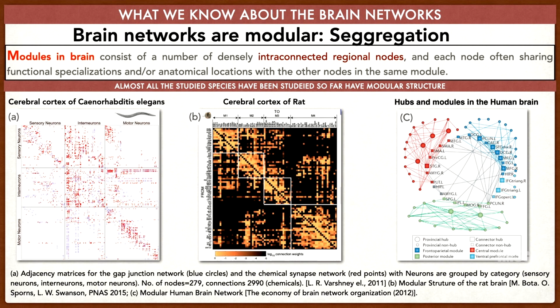So I was saying that you have already gone through it, that the brain networks are modular. The C. elegans brain has also been shown to be modular. Almost all the brain networks that we have studied so far are modular, whether C. elegans or rat or human, whether it is the structural network or the functional network, all the brain networks have been found to be modular.